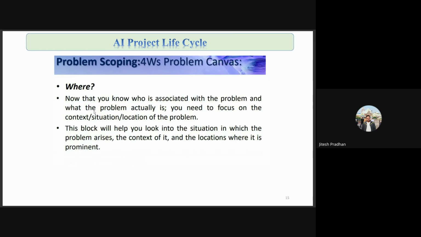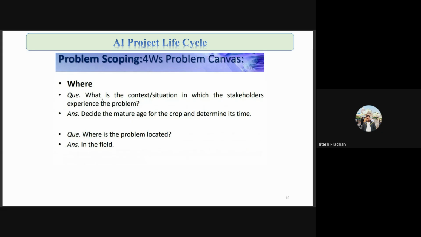Now where is the problem? The where focuses on a context, a situation or a location of the problem. In this case we have selected agriculture as our problem, and the where gives you the location, that is a field. It gives you the context and situation in which stakeholders experience the problem. So we are talking about the crop field where we have to decide the mature age of the crop and determine its time so that we can do the harvesting. That is the where. Where is the problem located? It is in the field.